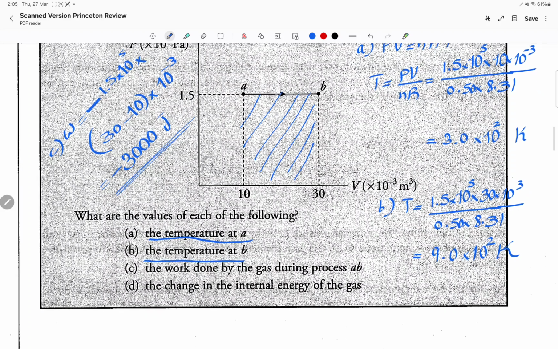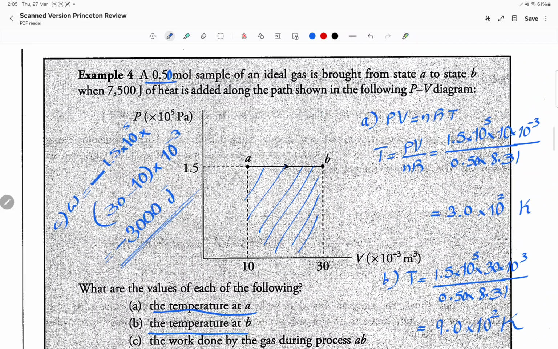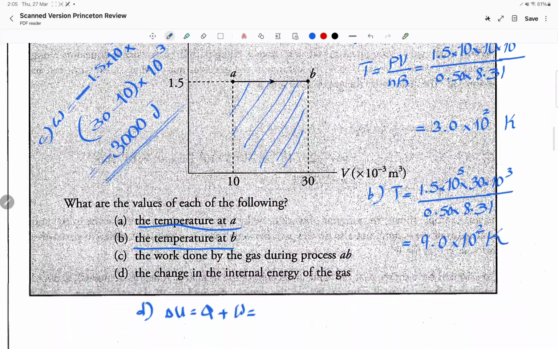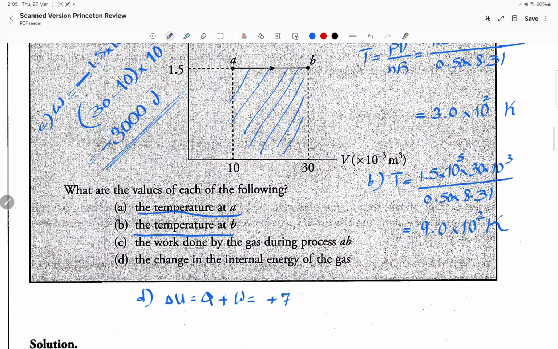Now, part D says find the change in internal energy. That means you will do delta U is equal to Q plus W. Q is the heat which was given to us. Is this heat positive or negative if it's been added? It's positive. So positive 7,500 minus 3,000. You get 4,500 joules.